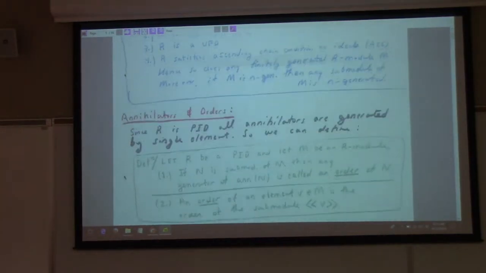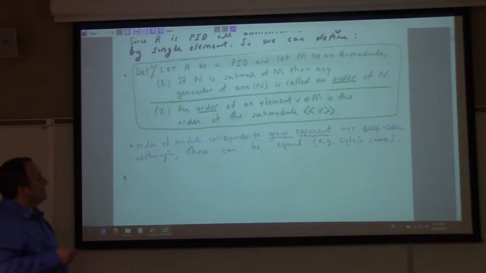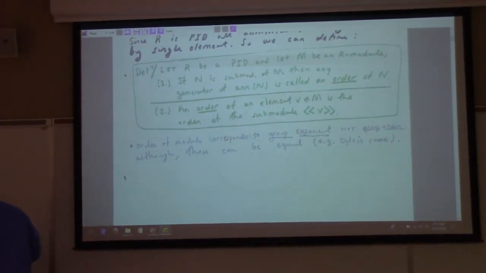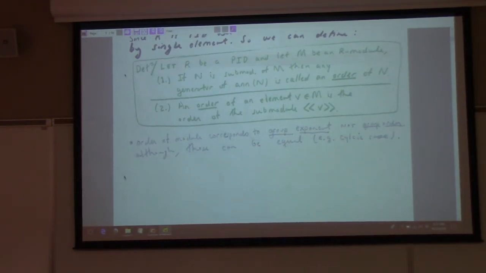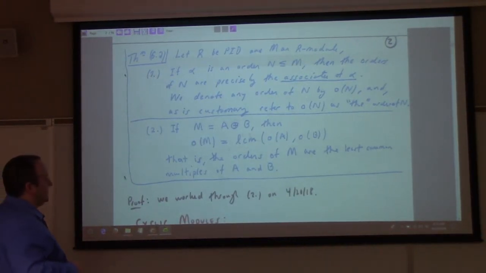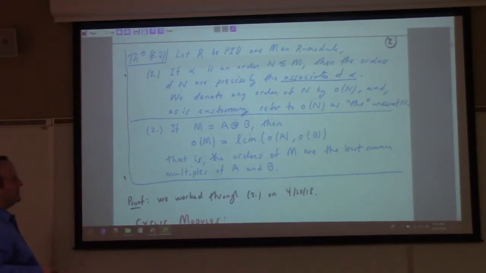So then we talked about annihilators and orders. Remember we said that if N is a submodule of M, then any generator of the annihilator is called an order of N. The order of an element is the order of the submodule which it generates. We mentioned that the idea of the order was more like a group exponent and less like the order of a group. I told you that if we had two different orders, they were related by associate. In other words, there's multiplication by a unit in the ring, which takes you from one to the other. So we just glibly refer to any of these as the order, which is, of course, abusive language since there could be more than one, although sometimes not so much.